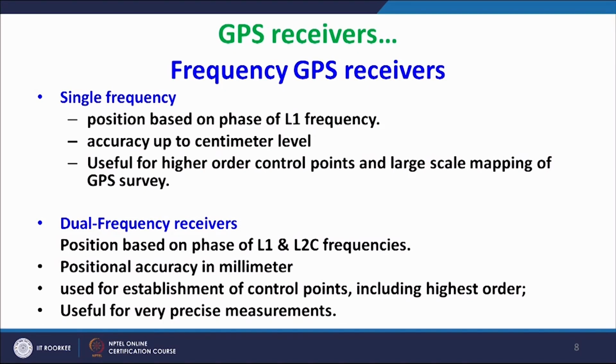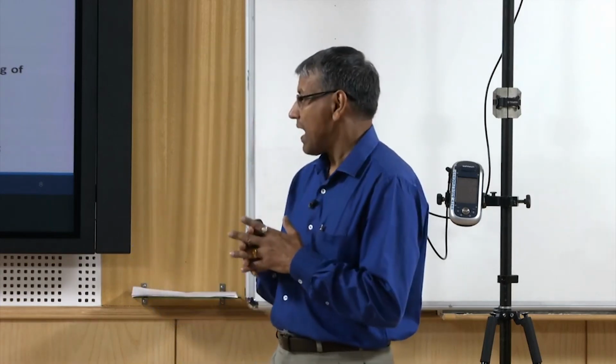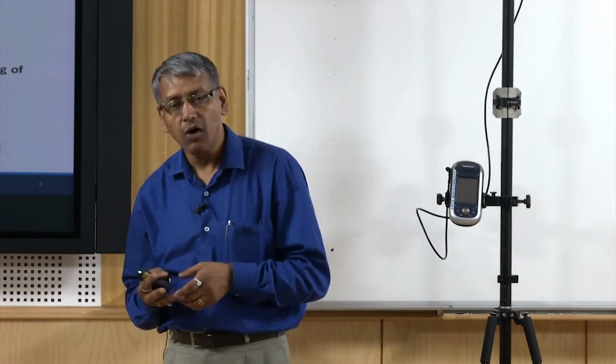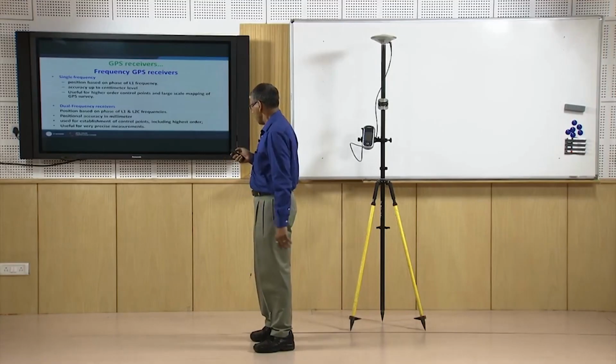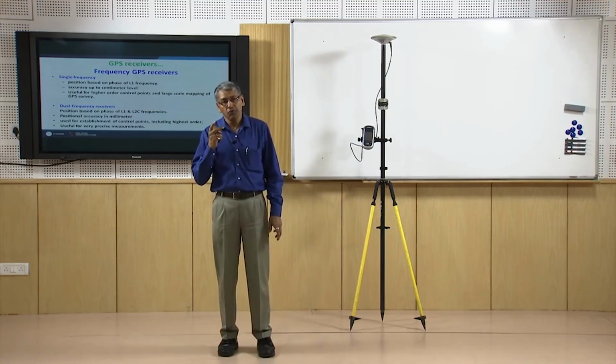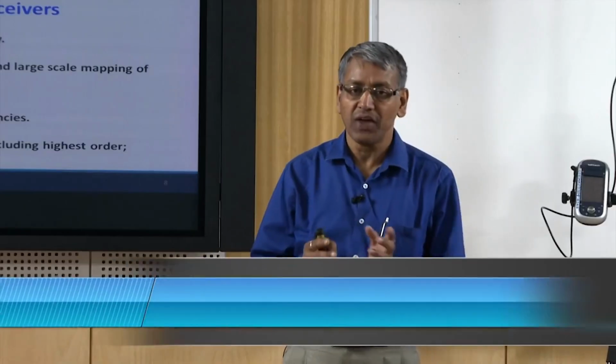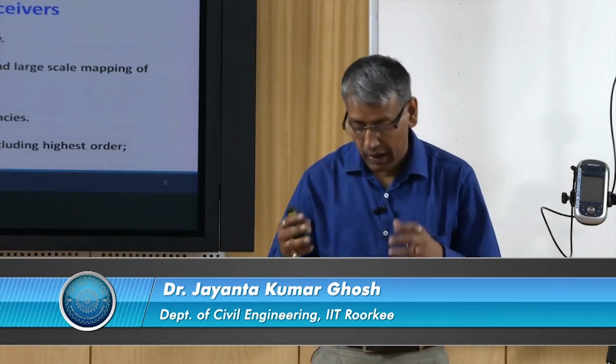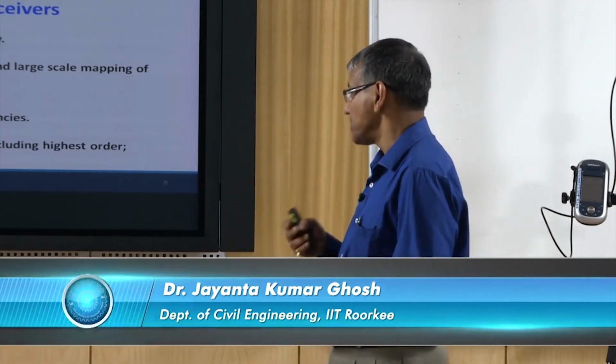Now let me discuss the dual frequency GPS receiver. In a dual frequency GPS receiver we can get signals from the L1 CA type as well as either the L2C or L5 signal. Now these receivers are quite accurate and provide very precise position, of the order of millimeter in planimetric position and sub-centimeter in vertical position.